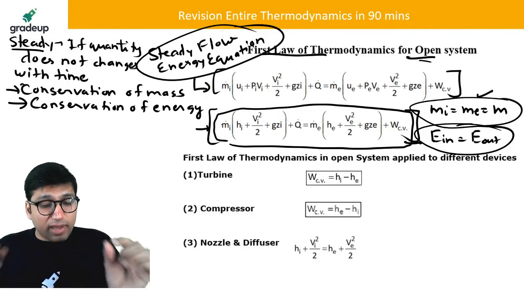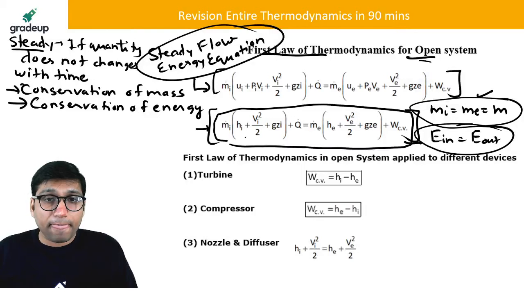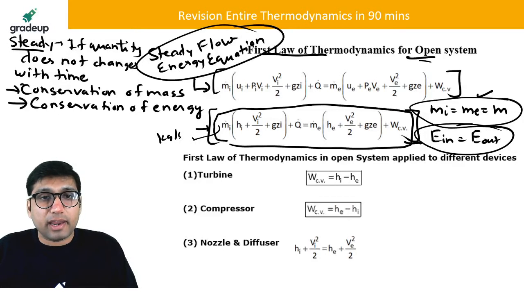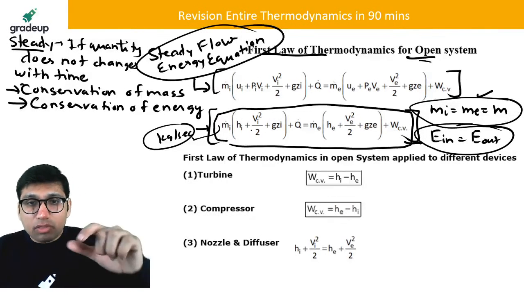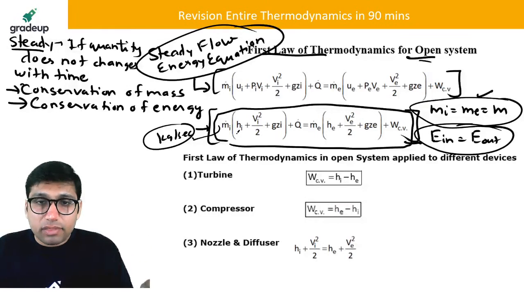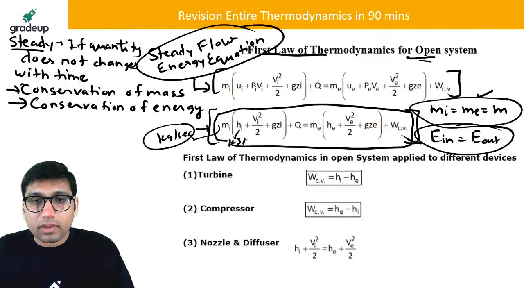Now my dear student, there is a very important thing I want to tell you for this equation. In this equation, this is mass. Generally it is given in kg per second. If it is given in kg per second, then all these quantities must be in kilowatt, or this will be in kilojoule per kg. This will be in kilowatt. This will be in kilowatt.